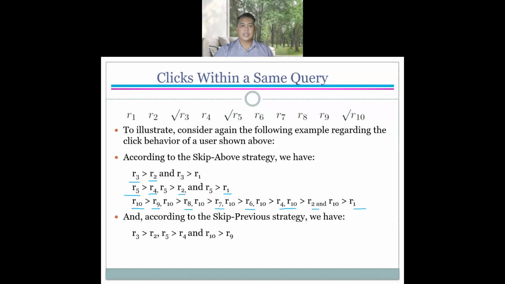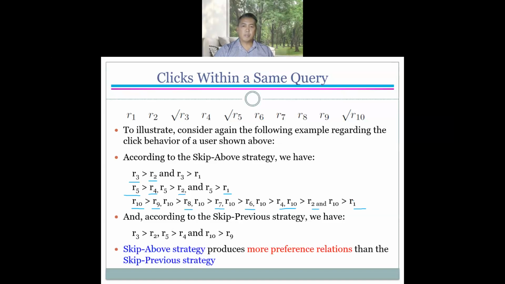So the skip above strategy produces more preference relations than the skip previous strategy because skip above covers more documents. So you can get more preference relations to the other documents that we have.